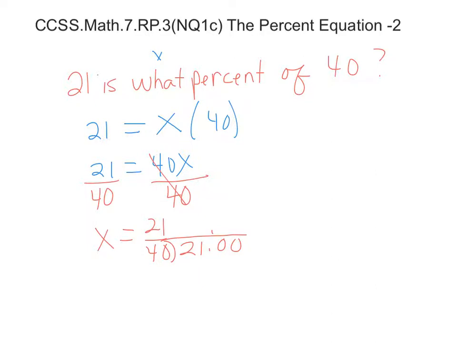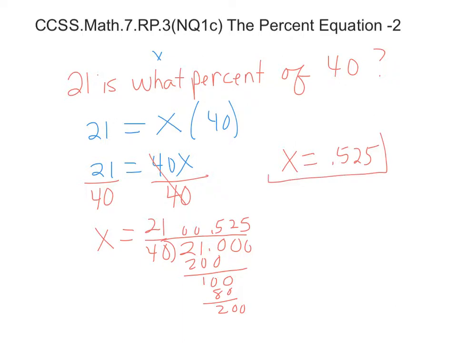40 goes into 2. It doesn't. 40 goes into 21. It doesn't. 40 goes into 210. It goes 5 times. And 5 times 40 would be 200. Subtract, we get 10. And 40 goes into 100 2 times. So it's going to be 80. Subtract, we get that. We can bring down another 0. And 40 goes evenly into 200 by 5. So we have x equals 0.525.